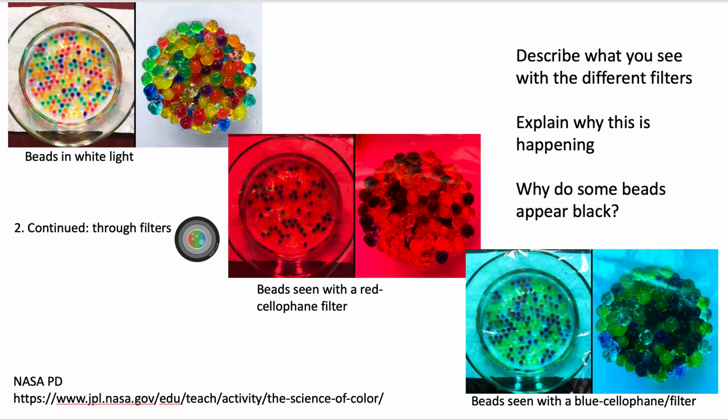And then here are some beads, two different collections here to look at. At the top left, they're in white light, then they're seen through a filter, and what has actually happened to them? Which ones look black and go back to the originals, which colours are being absorbed, which are not being reflected? And again, through a blue cellophane filter as well. So explain why the colours are changing with the different filters.